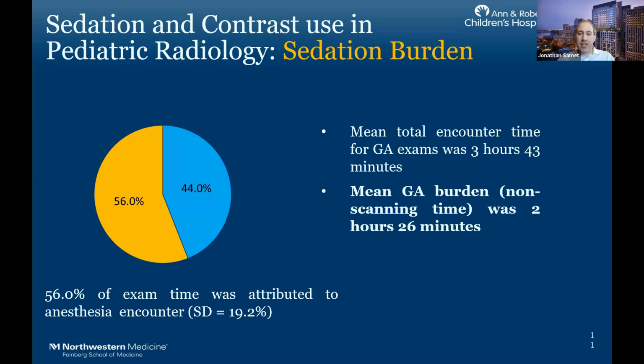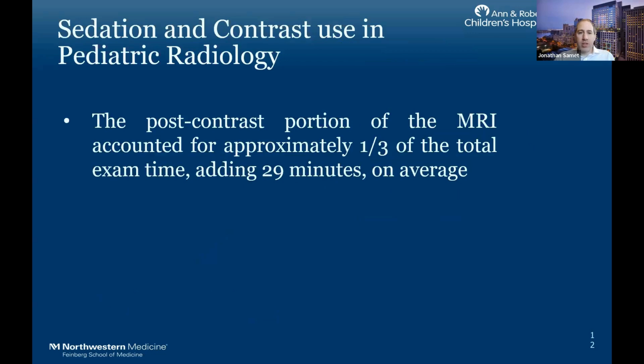The average time burden, so the non-scanning time, right? So out of that 3 hours and 43 minutes, the non-scanning time was 2 hours and 26 minutes. So basically, most of the time you're there, you're not even getting scanned. You're getting prepped, you're talking to anesthesia, you're doing this. So the post-contrast portion of the MRI accounted for a third of the total exam time, averaging about 29 minutes.